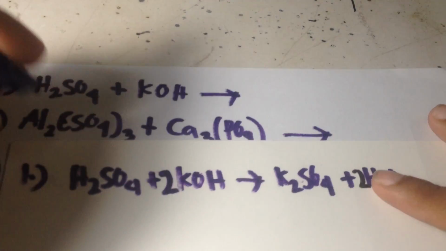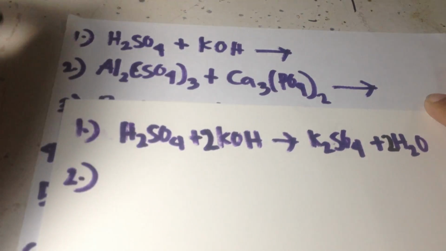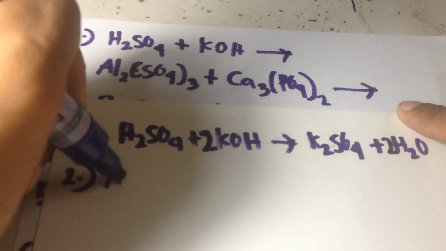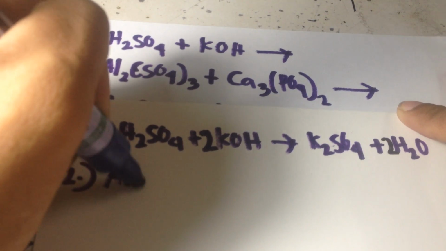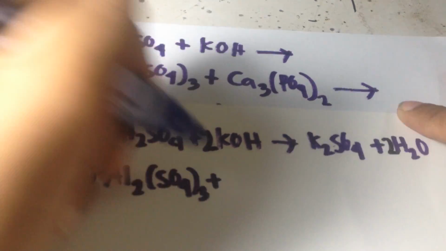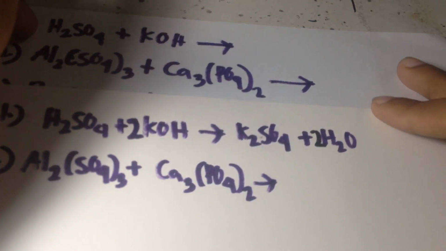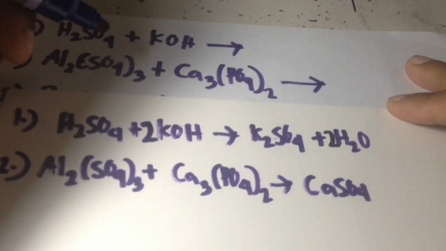In number 2, we have aluminum sulfate plus calcium phosphate reacts to, the product is calcium sulfate and aluminum phosphate.